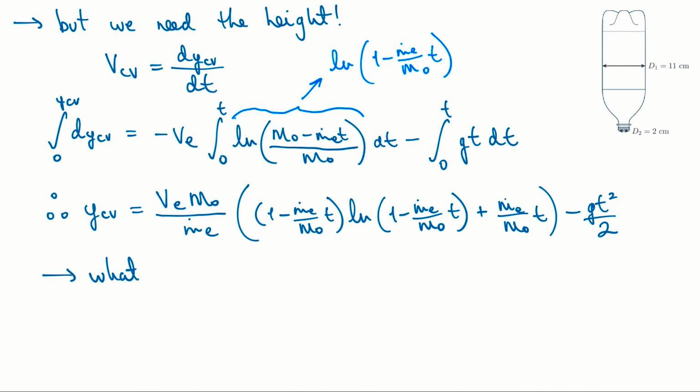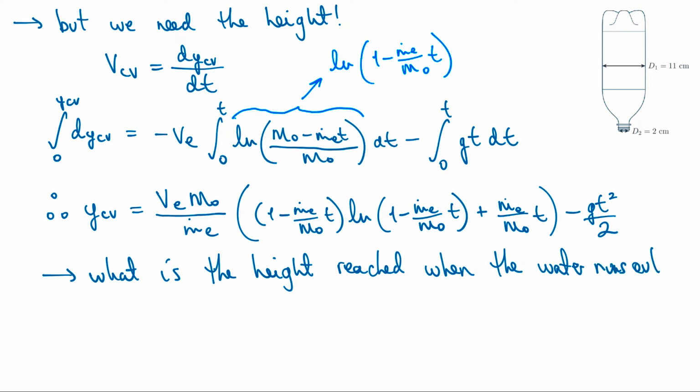Okay, now we can figure out what's the height attained at the moment that you run out of water. And then we can find the expression for the height the bottle climbs after you've run out of water, which of course has a different acceleration expression and a different velocity expression. So firstly, let's look at what is the height reached when the water runs out.